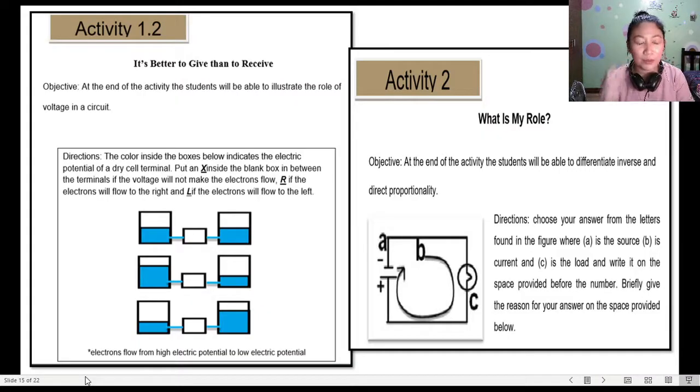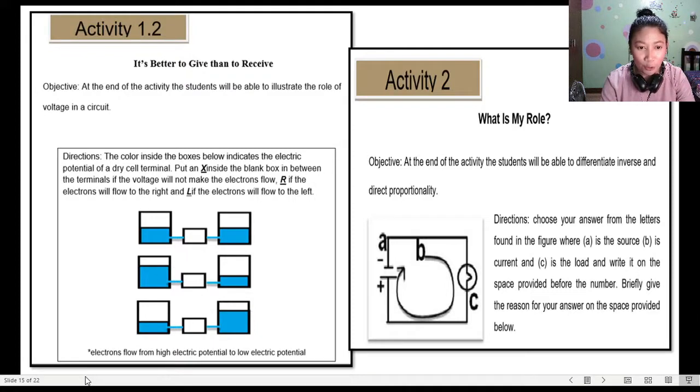Now, for activity 1.2, it's better to give than to receive. You have to illustrate the role of voltage in a circuit. Direction, let me read to you. The color inside the boxes below indicates the electric potential of a dry cell terminal. Put an X mark inside the blank box in between the terminals if the voltage will not make the electrons flow, R if the electrons will flow to the right, and L if the electrons will flow to the left.